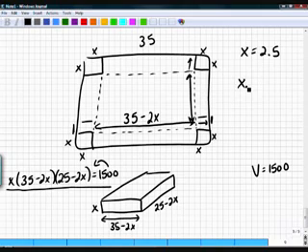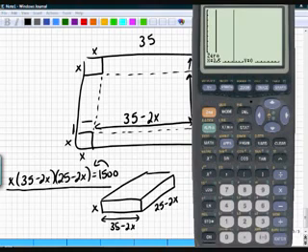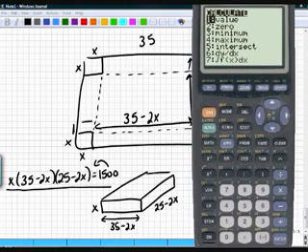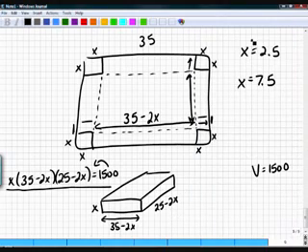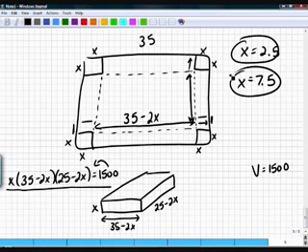Our second solution was between 7 and 8. For the second calc, we can do between 6 and 10. It'll still find it. 6, enter, 10, enter, guess. Second solution, 7.5.